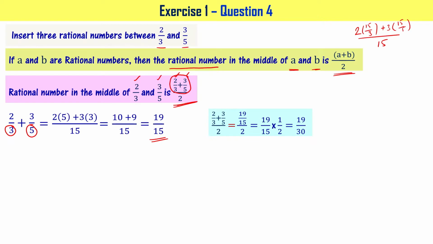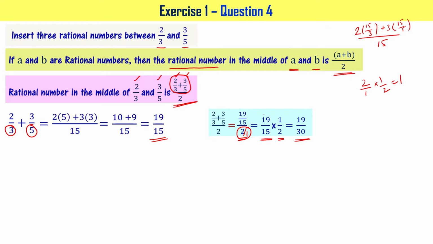That can be written as 19 by 15 divided by 2, right? It can be written as 19 by 15 divided by 2 by 1, right? Instead of dividing 19 by 15 with 2 by 1, I'm going to multiply 19 by 15 with 1 by 2, because 2 by 1 and 1 by 2 are multiplicative inverses of each other, right? So when you do that, you get the answer as 19 by 30.